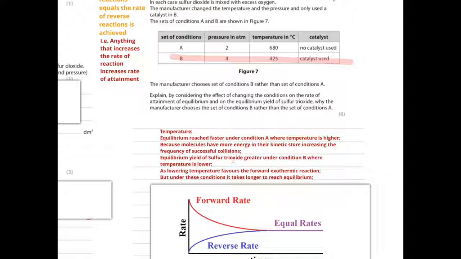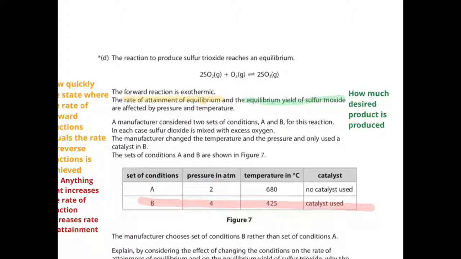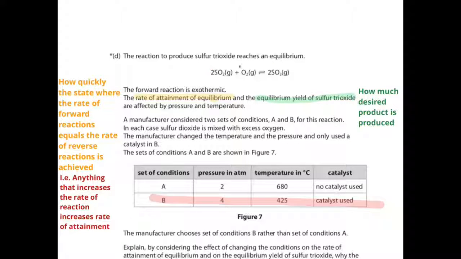However, equilibrium yield of sulfur trioxide is greater under condition B, where temperature is lower. And this is because in a reversible reaction, any change imposed on the reaction will try to be reversed, there'll be a pressure on the reaction to reverse that change. So this is an exothermic reaction. The forward reaction is exothermic, so this produces heat. Now, if you, for example, increase the heat, that would slow the rate down of the forward reaction. It would favour the reverse reaction because you're trying to get that balance of heat, because you're upping what's already there, so this will try and undo that change.